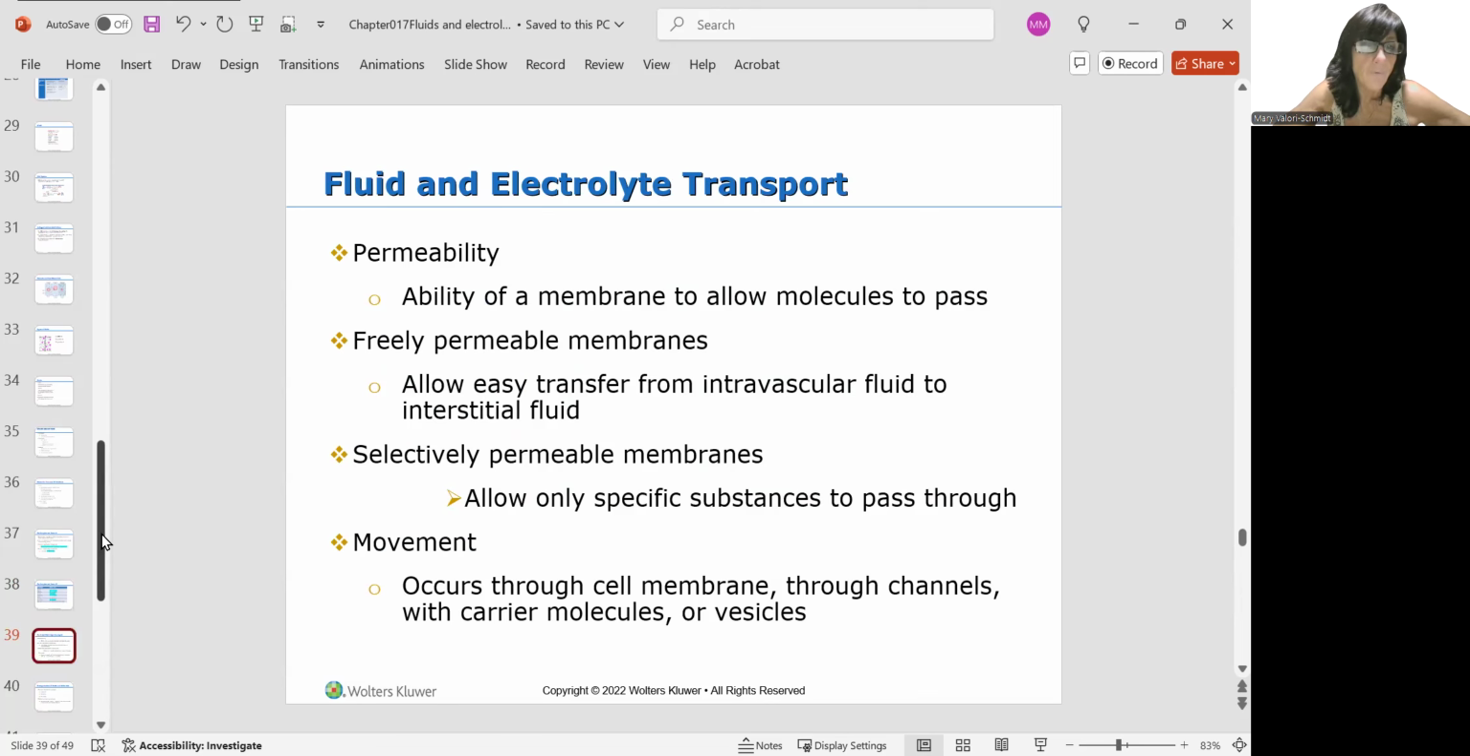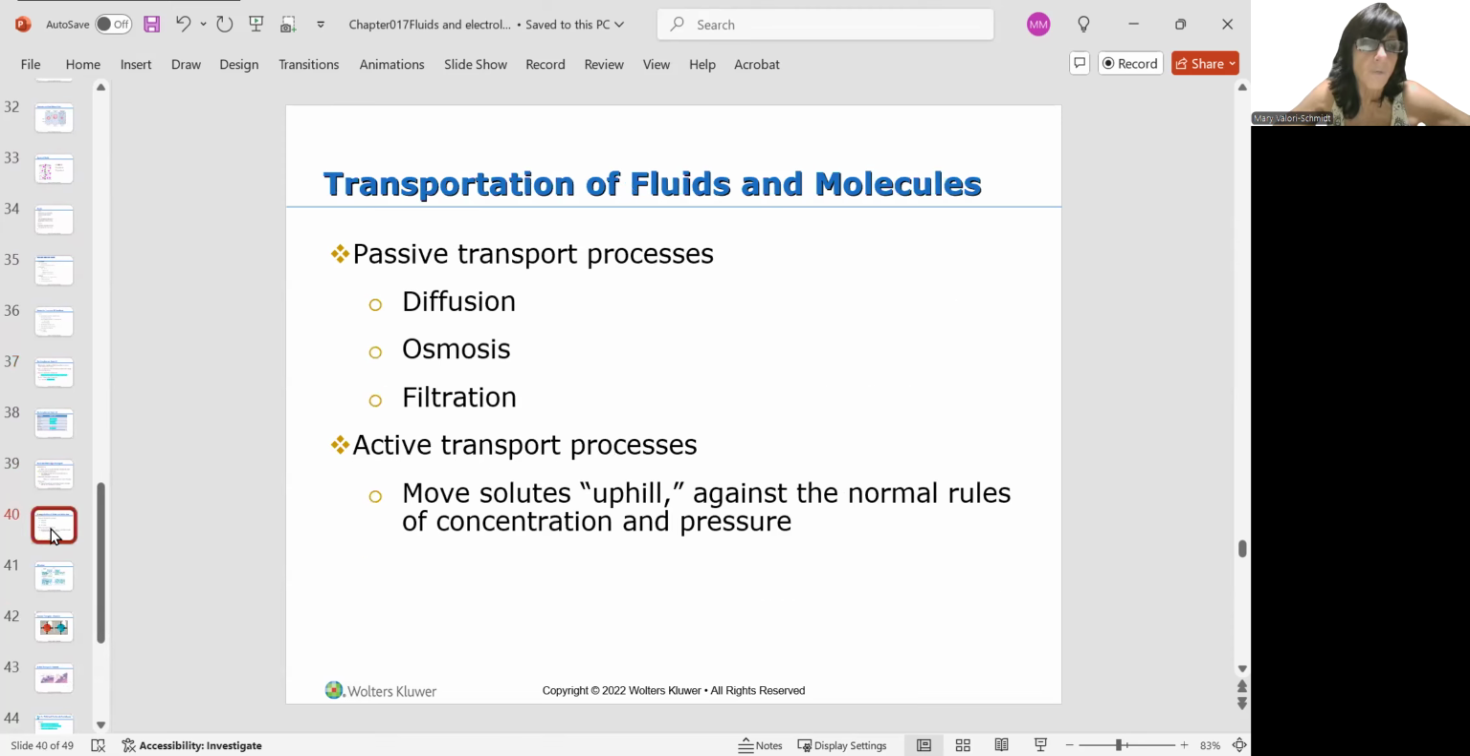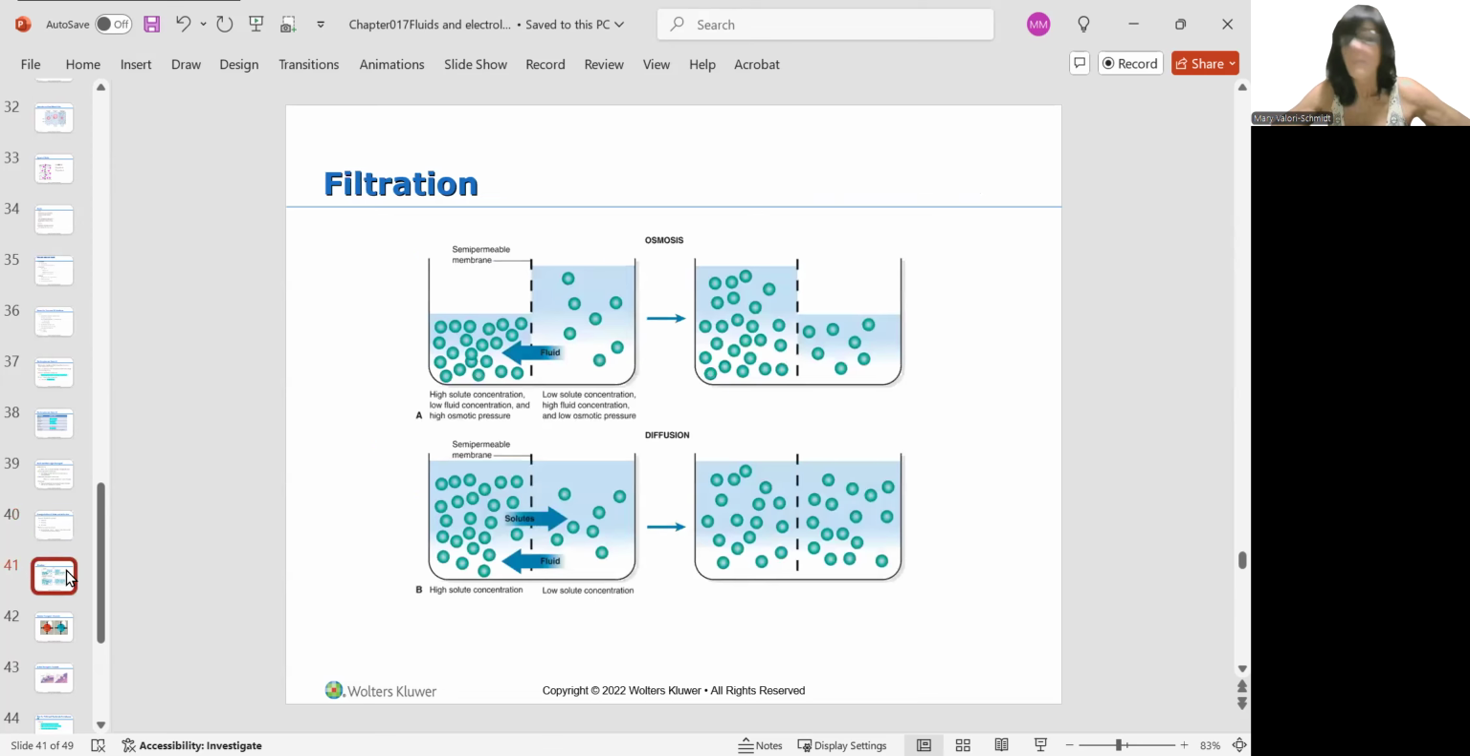And how do fluids move in the body? You don't really need to understand completely passive transport and active transport. Passive transport is where there's nothing physically making it move other than concentration gradients. Active transport is where we can move something against concentration and against pressure. It's like somebody or something pushing something, okay?